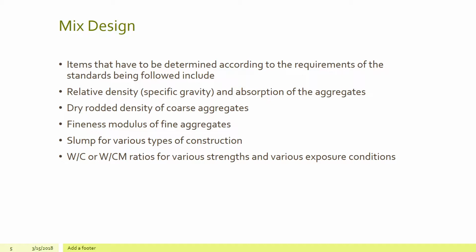Items that have to be determined according to the requirements of the standards being followed include the relative density, the specific gravity, and the absorption of the aggregate. Of course, we talked about that before. Dry rodded density of the coarse aggregates, fineness modulus of the fine aggregates, slump for various types of construction, the water cement ratio for various strengths, and various exposure conditions that we have.